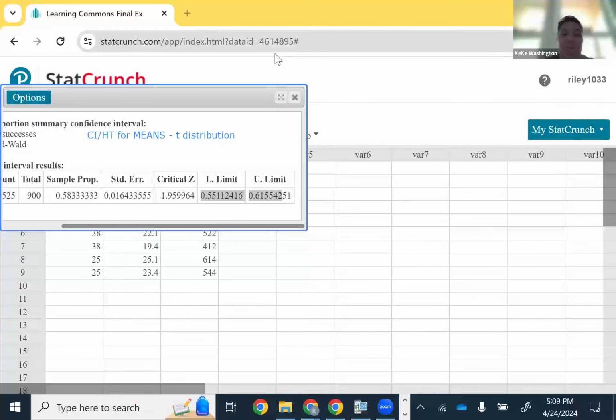So now a follow-up question to that could be, can we say that a majority of Americans smoke marijuana? And you would answer, yes, this does satisfy that claim because the entire interval lies above 50%.